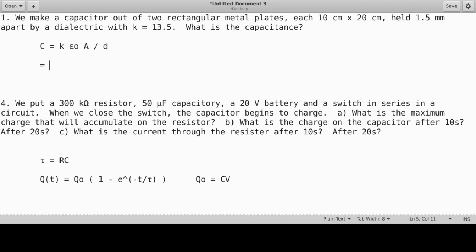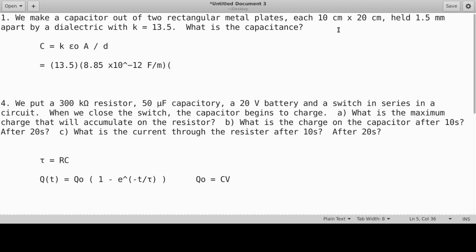This is a really simple problem. There's not much to it, but it is, like I said, insightful. So the K, which is the dielectric constant, is 13.5. It's a dimensionless number. And epsilon naught has too many digits, so I'll get rid of a few. The units are farads per meter, and I'll leave the units in there so you can see that they work out. So it's 8.85 times 10 to the exponent negative 12 farads per meter.